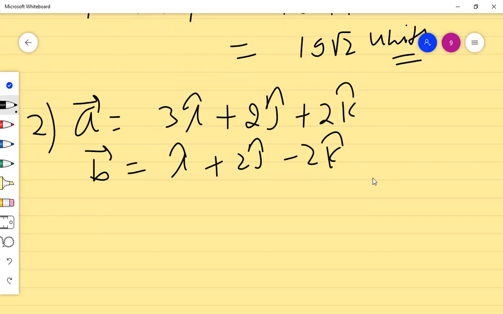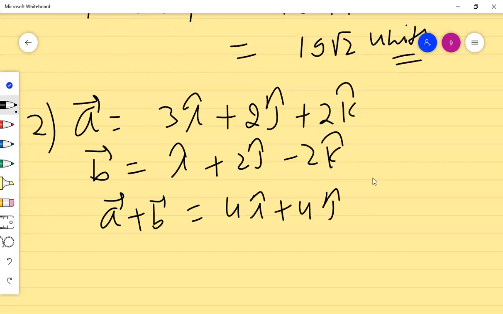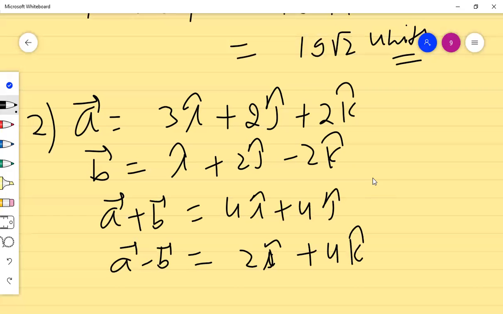A unit vector perpendicular to A plus B and A minus B. A plus B is 4i cap plus 4j cap. And A minus B is what? 2i cap, and 2 minus 2 is 0, and plus 4k cap. And we need a vector perpendicular to these two given vectors.